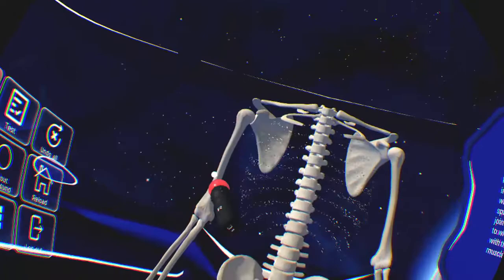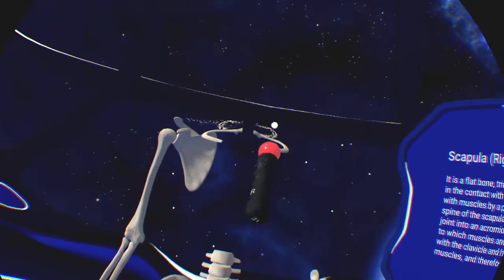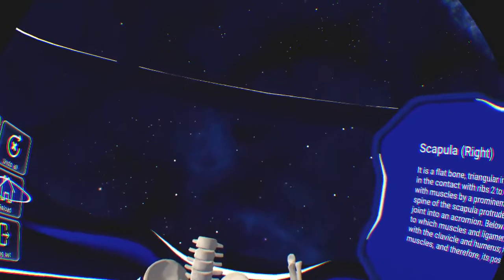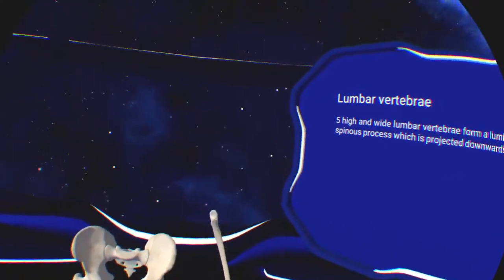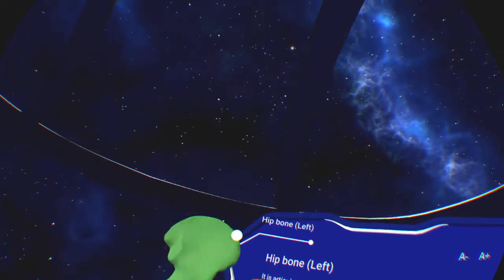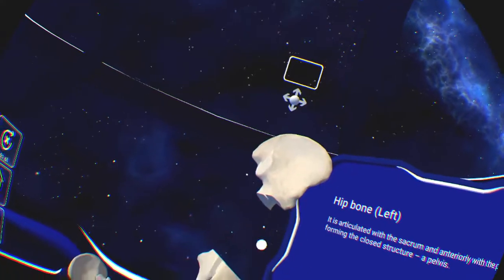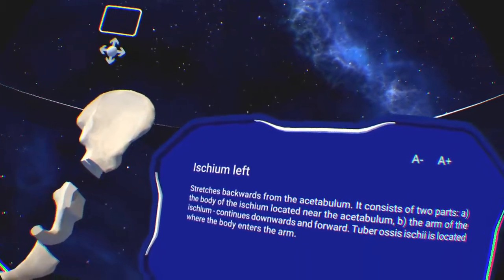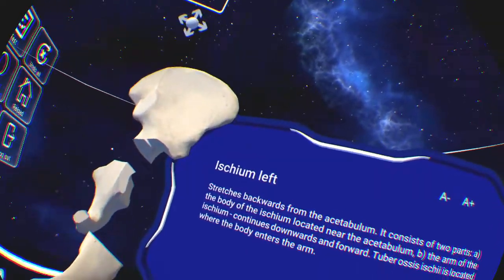Ischium. Let's just wand it. There we go. Okay. All right, let me unfold it. And here we go.